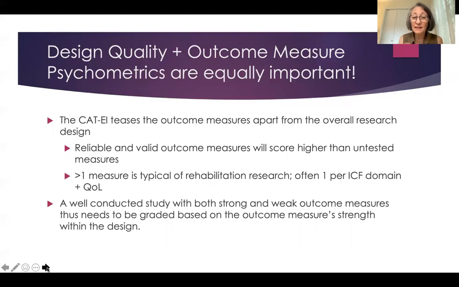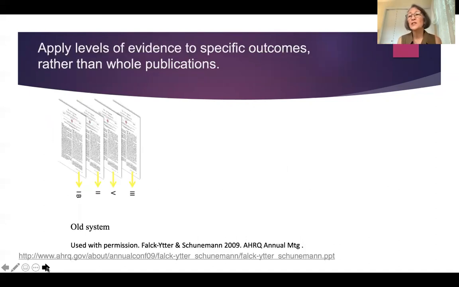Therefore, a well-conducted study with both strong and weak outcome measures needs to be graded differently based on the outcome measure strength, even within the same design. So this is just an illustration of how we might want to think about clustering levels of evidence when we have multiple articles. This was the old way.